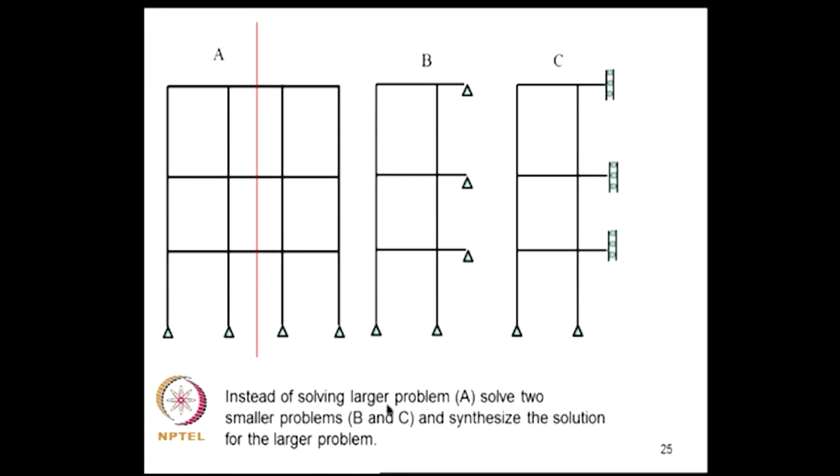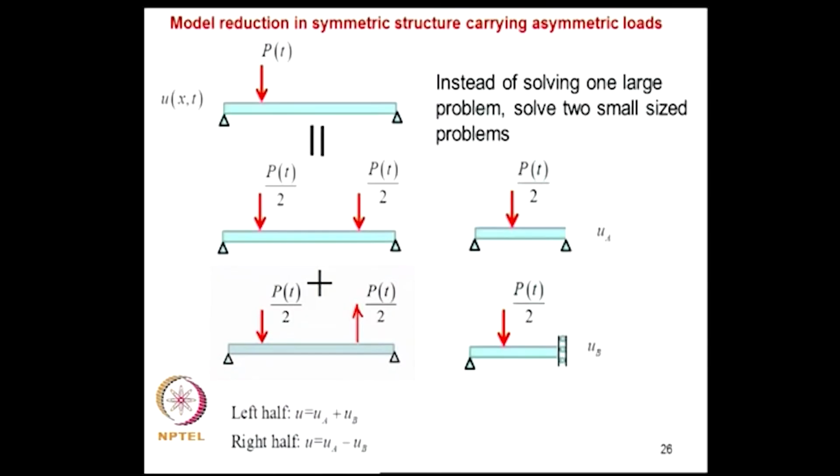That means instead of solving a larger problem A, we solve two smaller problems B and C and synthesize a solution for the larger problem. So, this is another way of utilizing certain problem features to achieve model reduction. This is, of course, clearly possible only when such symmetries exist in the given structure.